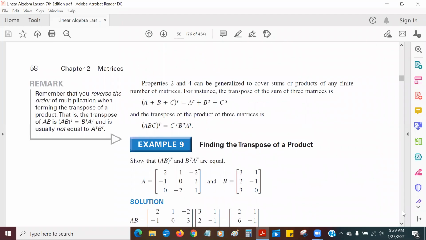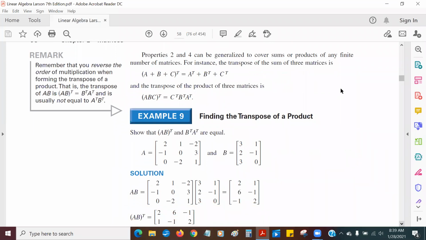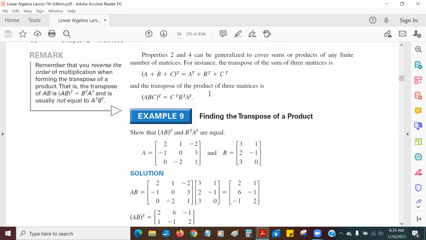Let's look at some fun things here. By the way, for number 2 and 4, I'm doing it with just a sum of 2 things, but it could be a sum of 3 things or more. And here this could be the product of many matrices. So if I have a product ABC and transpose the product, that's the same thing as C transpose, B transpose, A transpose. So again, the transpose of the product is equal to the product of the transposes, but in reverse order. And okay, moving on.